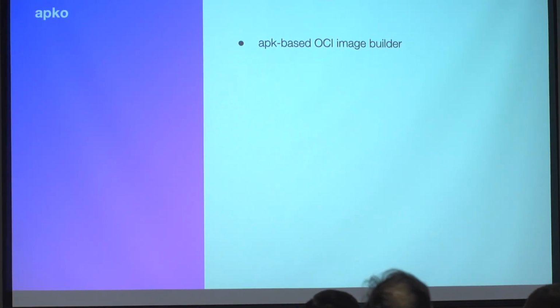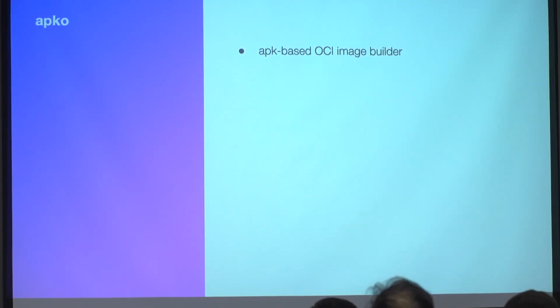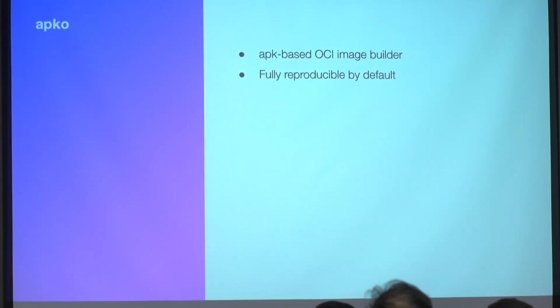So apko works with that APK package format. So it uses APK files, packages, to build OCI compliant images. That's the first part. So at the end of the day, you still get an image you can load into your Docker daemon, and you can run it. Fully reproducible again. Anytime we build an image, we've had customers come to us and say, hey, you say you're rebuilding all your images nightly, but we don't see any change. And that's because it's reproducible.